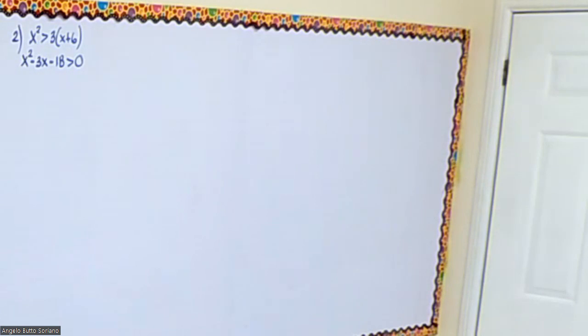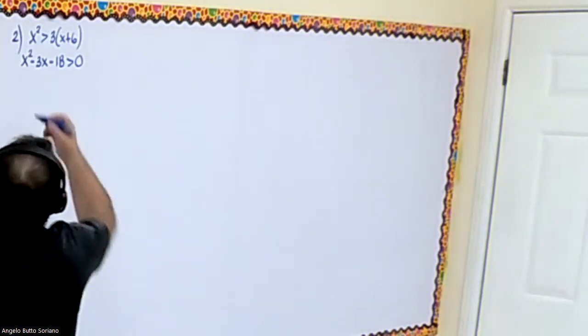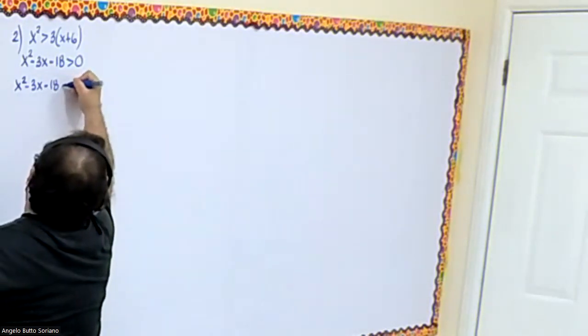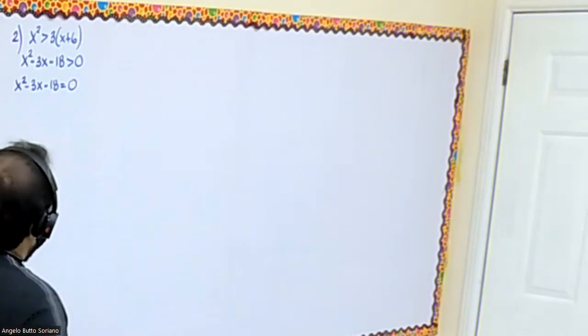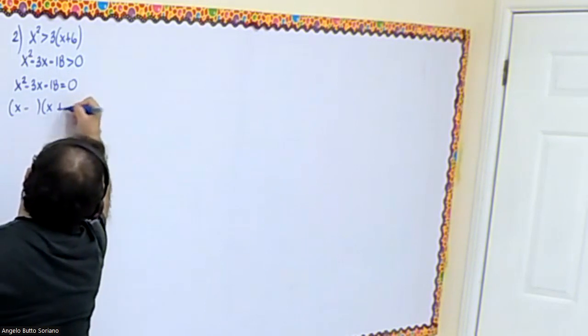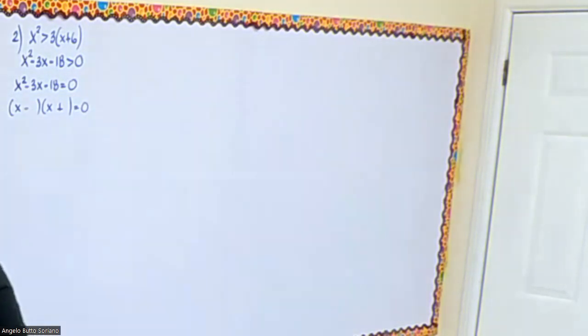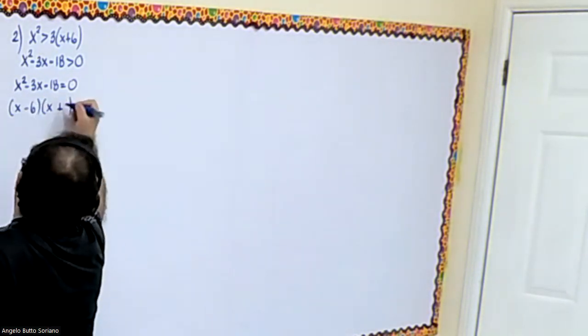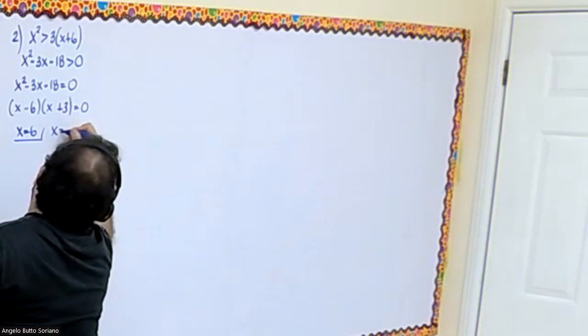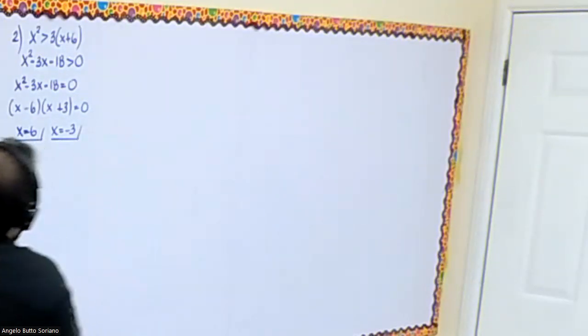Now, let's transform this inequality into an equation. I mean, x squared minus 3x minus 18 equals 0. So x negative, x positive. Two numbers whose product gives us 18, and at the same time, the subtraction gives us negative 3, will be 6 and 3, right? So x is supposed to be equal to 6, and x is supposed to be equal to negative 3.